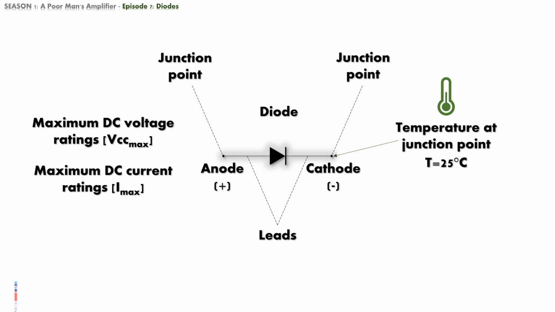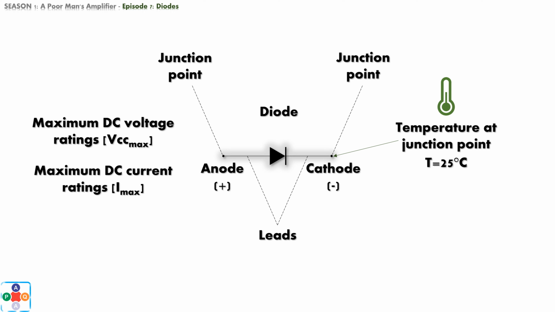The main function of the diode in an electrical circuit is to allow the flow of current in only one direction. Diodes have two connecting points, anode and cathode. The anode connects to the positive, and the cathode to the negative battery terminal.